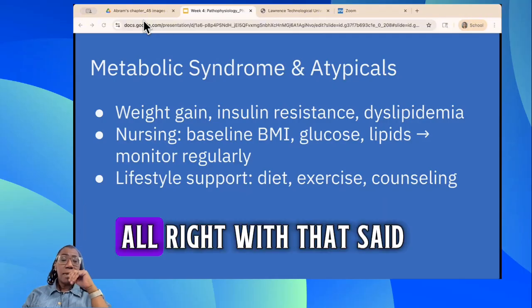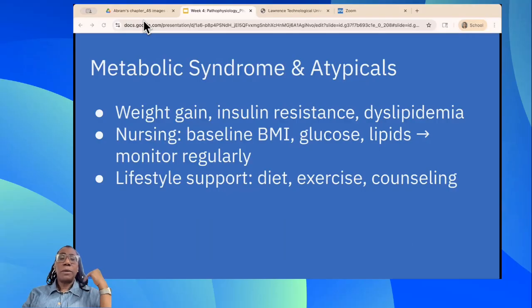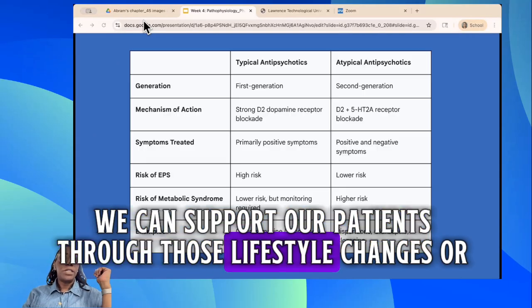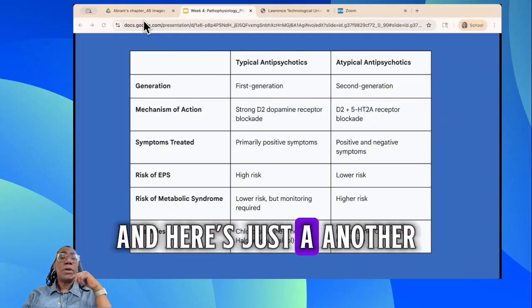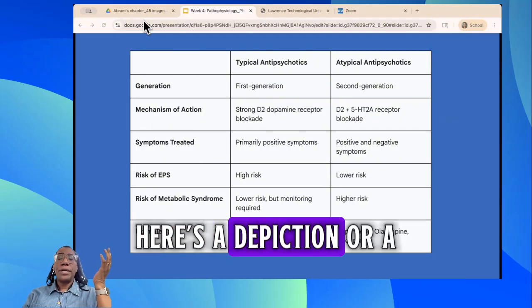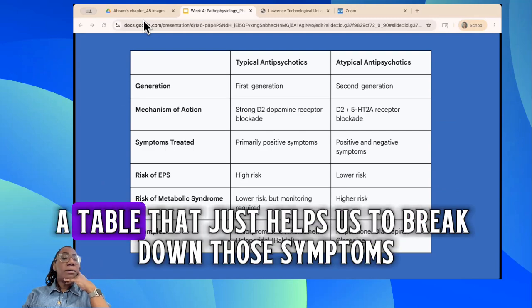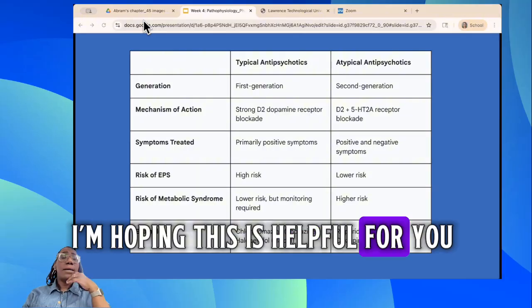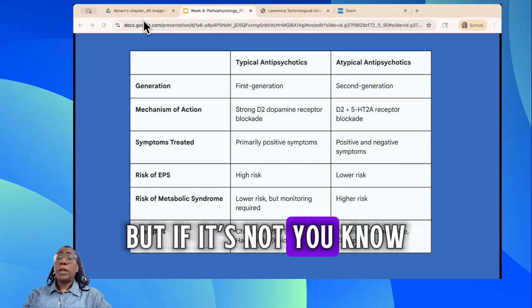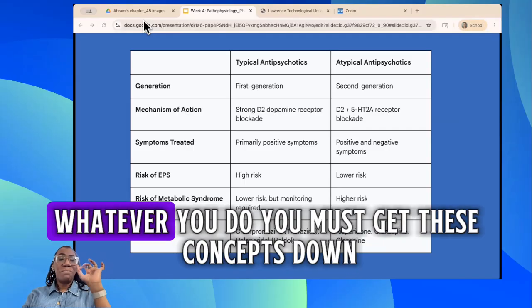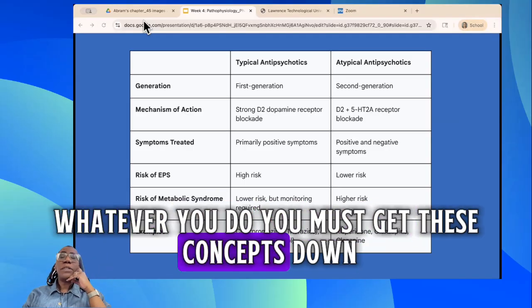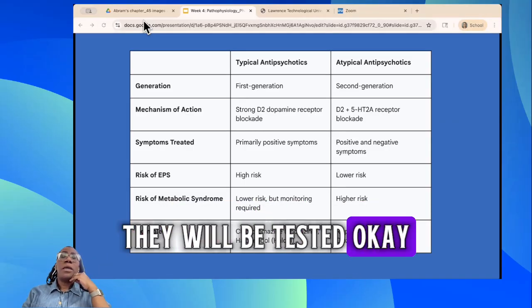All right, with that said, we can support our patients through those lifestyle changes or lifestyle education. Okay, and here's a depiction or a table that just helps us to break down those symptoms. I'm hoping this is helpful for you. But if it's not, you can develop your own tables or work with your cards. Whatever you do, you must get these concepts down. They will be tested. Okay.